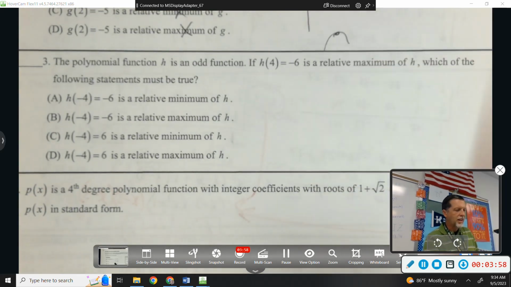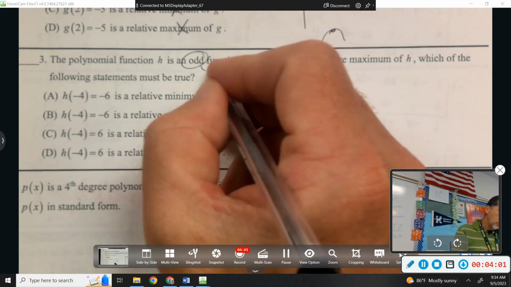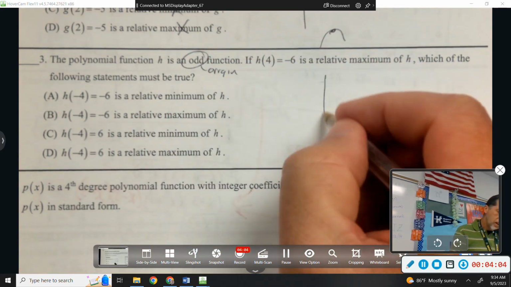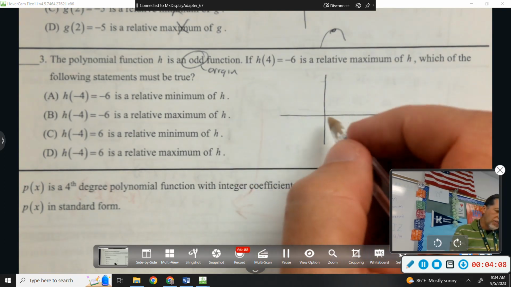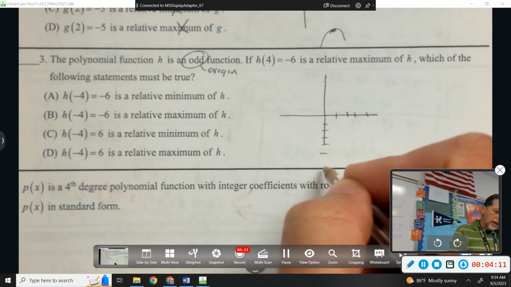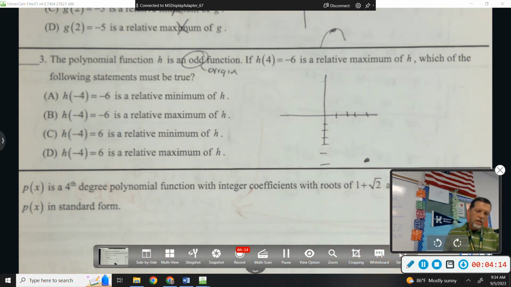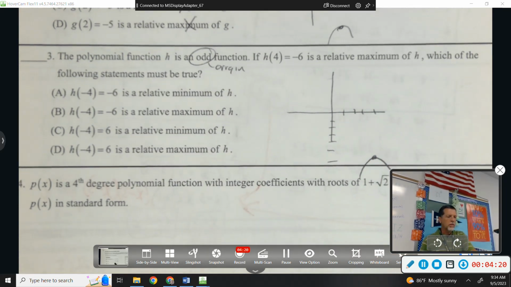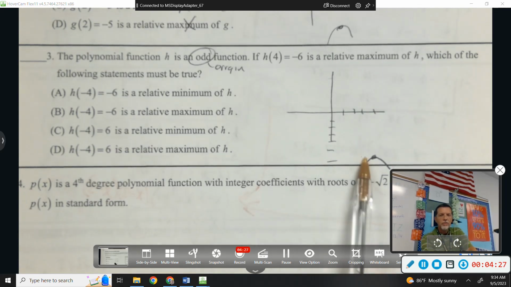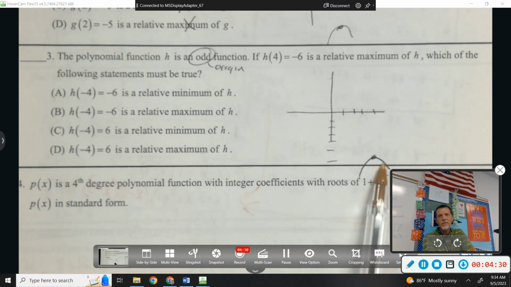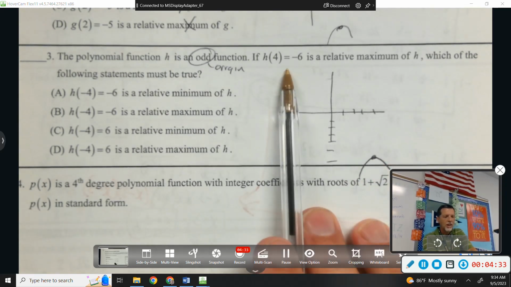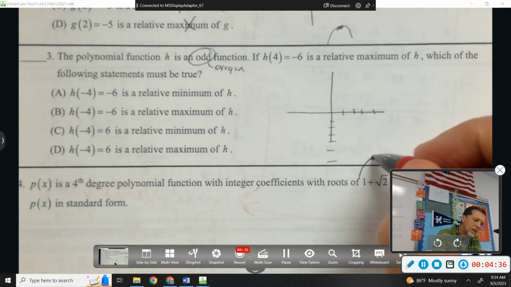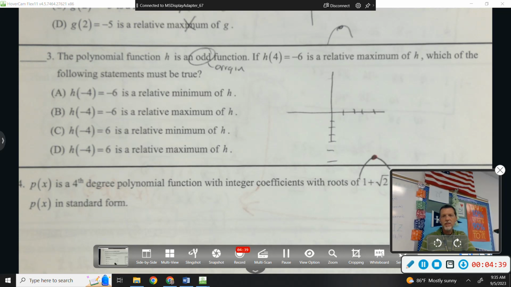Oh, here we go. Speaking of odd, polynomial function h is an odd function. Origin symmetry. If h of 4 is negative 6, again, this doesn't have to be a perfect picture. It's a relative maximum. Oh, so that's the top of a hill. Which of the following must be true? So origin symmetry is rotated 180 degrees. So what quadrant is this piece going to rotate into? And when I rotate it, is this point going to become a minimum or a maximum? A minimum, because it's going to look something like that.